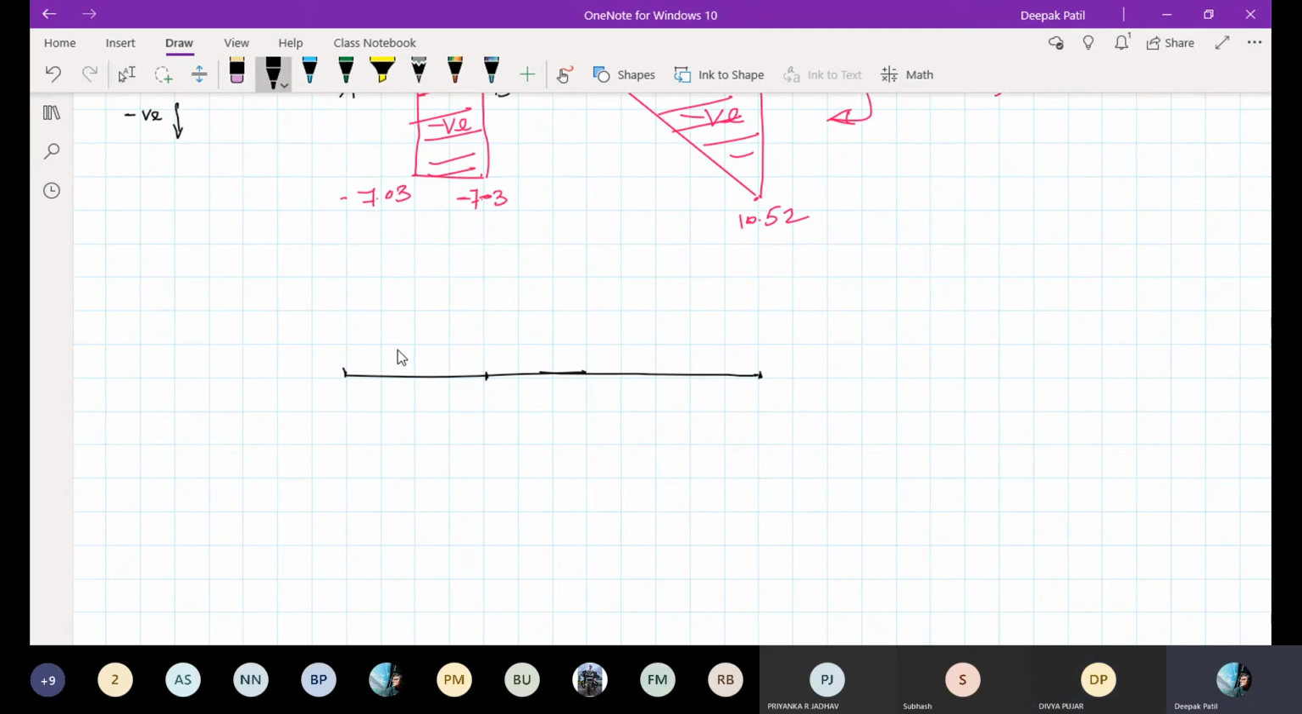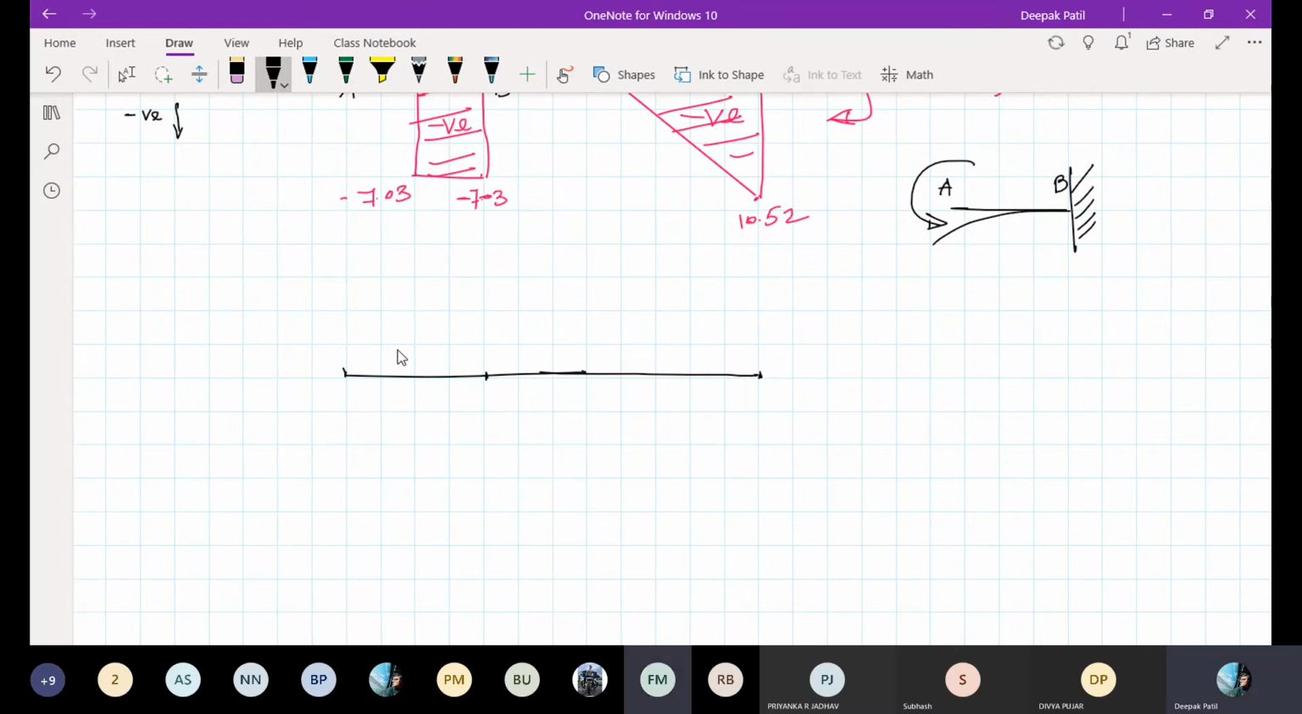Minus 5.55. And you know that A is a fixed support, so you should get some moment here. So what I will do here is draw one diagram. I will name this as A and this as B for the same span, and initially I will assume that B is fixed. MAB is minus 5.55, it means it is an anti-clockwise moment, so it should be like this. Once you put minus 5.55 at this point, how will the beam bend? It will bend like this. Do you agree?